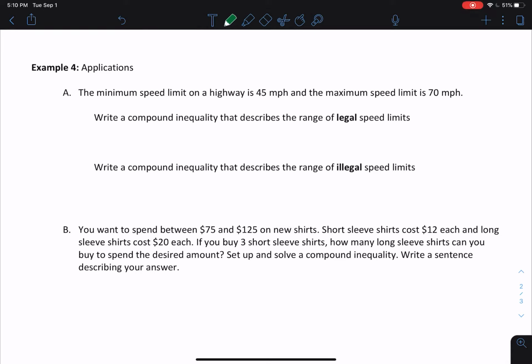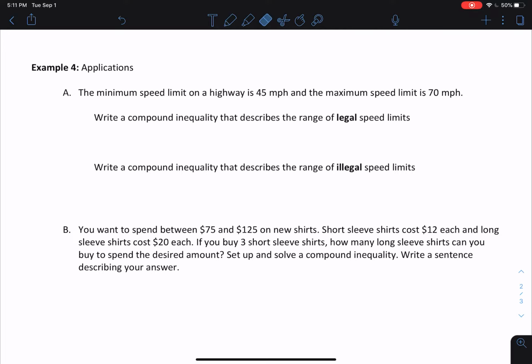So let's talk about applications of compound inequalities. The minimum speed limit on a highway is 45 miles per hour. The maximum speed limit is 70 miles per hour. Write a compound inequality that describes the range of legal speed limits. So what can I drive legally on the highway? Well, I can drive anywhere from 45 to 70 miles per hour, anything in between there.